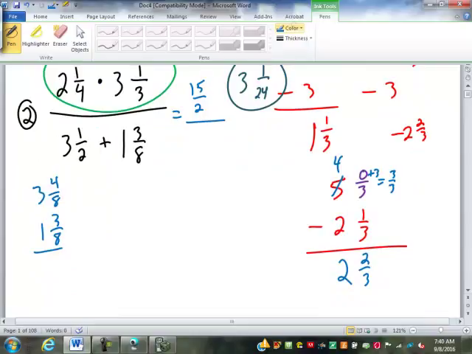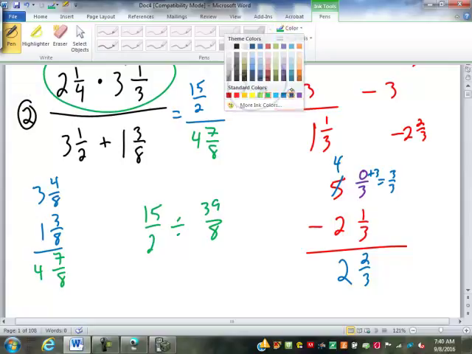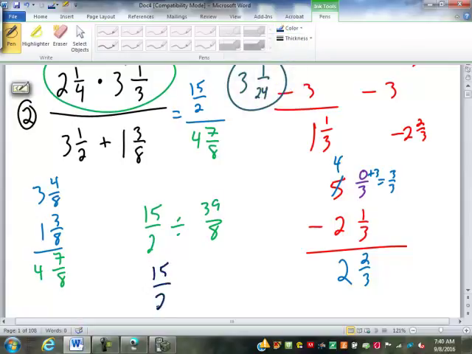So now 4/8 and 3/8 is 7/8. 3 and 1 is 4. So I have 4 and 7/8 here. So I've got 15 halves divided by 4 and 7/8. So 4 times 8 is 32 plus 7 is 39/8. So this becomes 15 halves times 8 over 39.